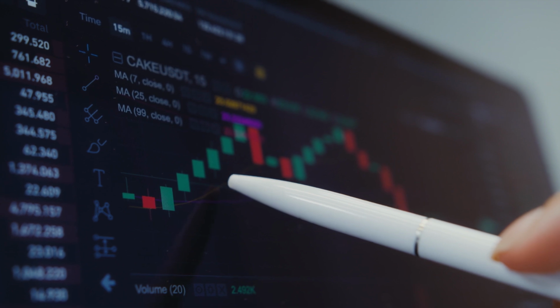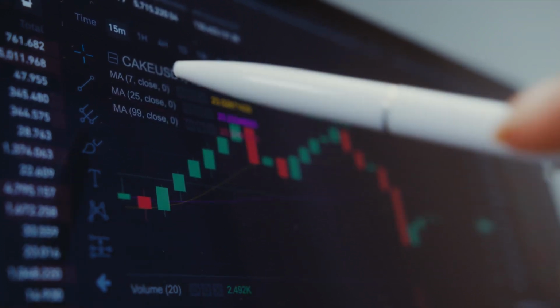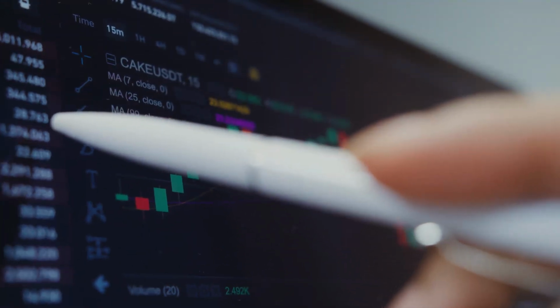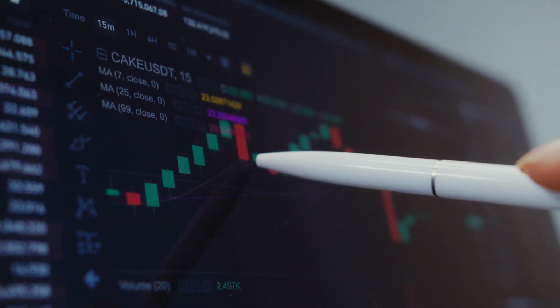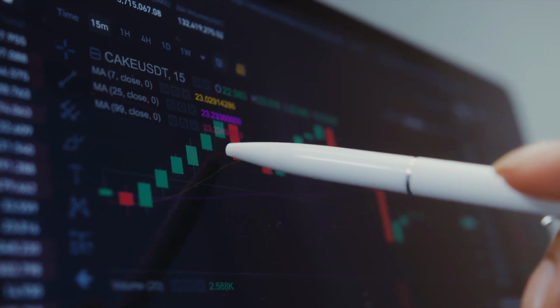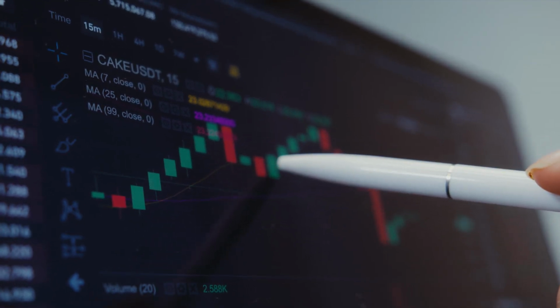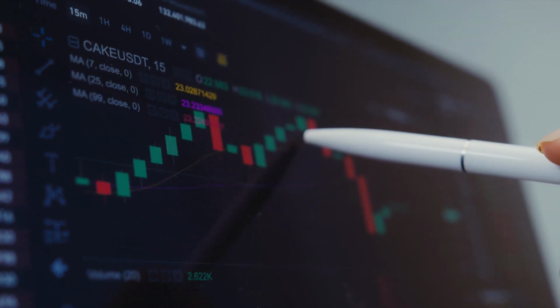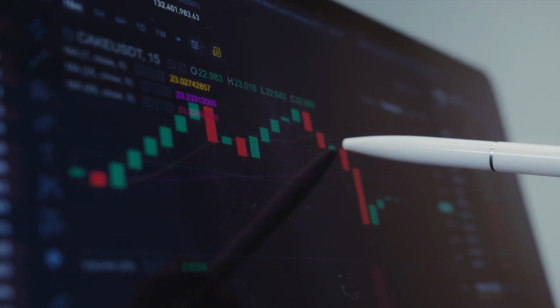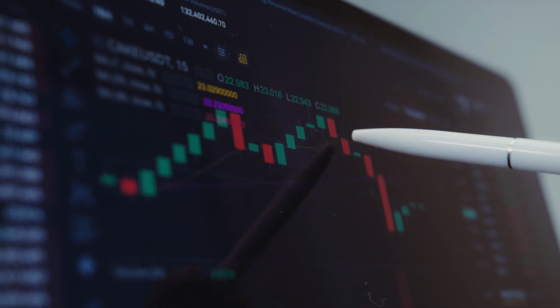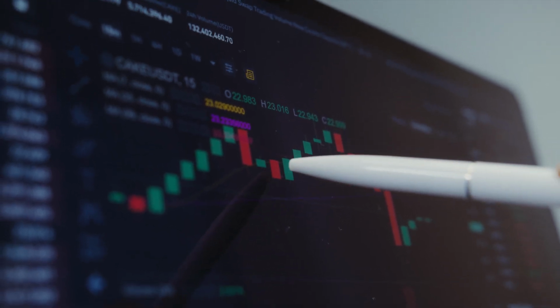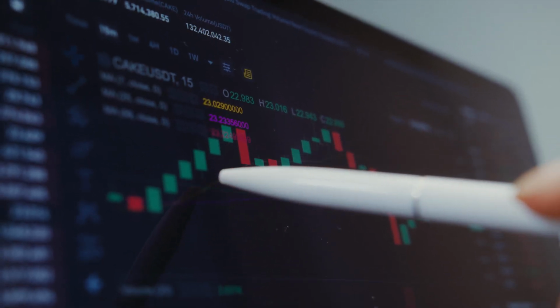By following these steps and utilizing TradingView's paper trading features, you can refine your trading skills, test your strategies, and gain confidence in your abilities before entering the live market. With TradingView's comprehensive platform and realistic simulation, you can take your trading to the next level and achieve success in the world of finance.